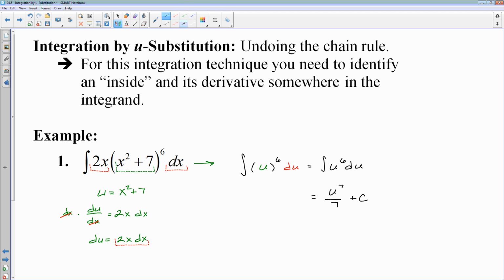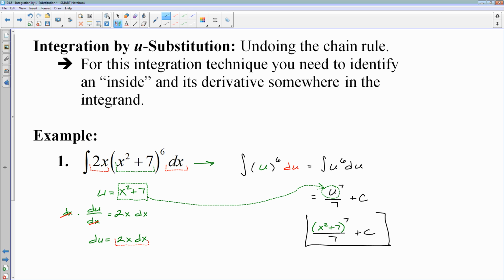But then the final step is you need to take your u, which was x squared plus 7, and you substitute it back in the end. If you start with x's, you need to finish with x's. So I'm going to change that to x squared plus 7 all to the 7th over 7 plus some constant. There is your answer using u-substitution. So you identify an inside, you look for its derivative, and then you do substitution based on that u and the du.